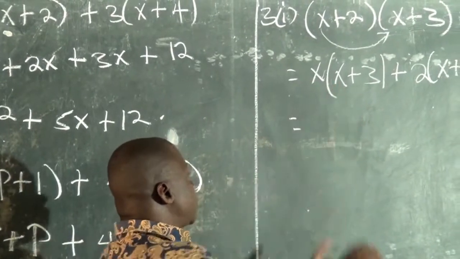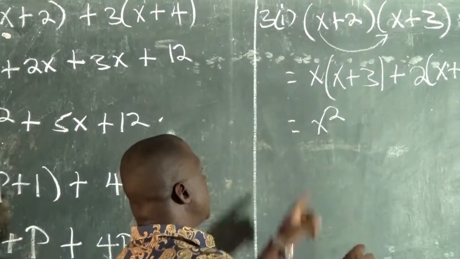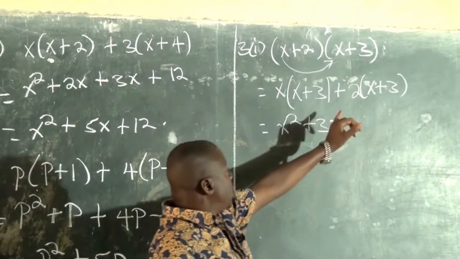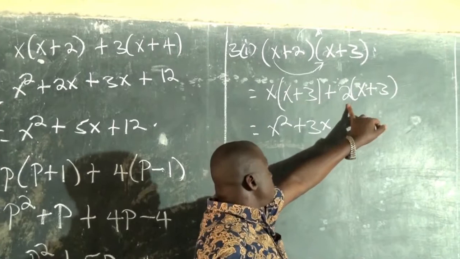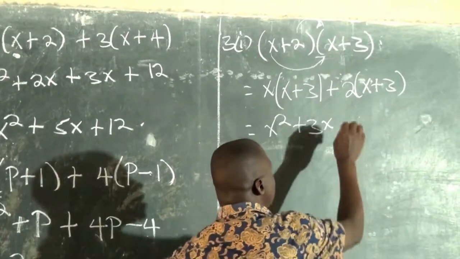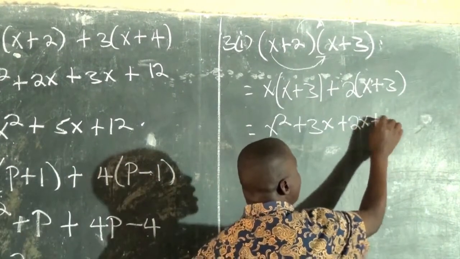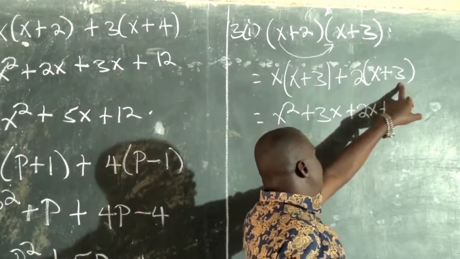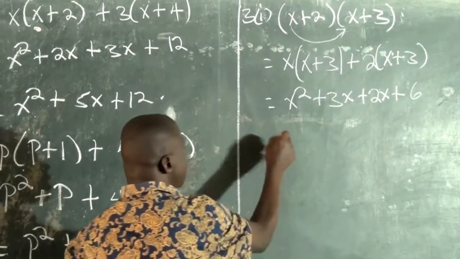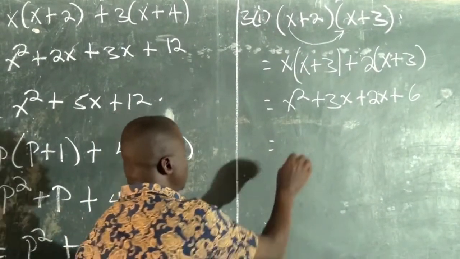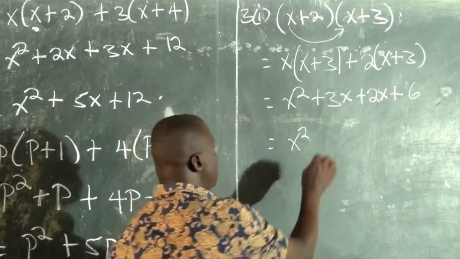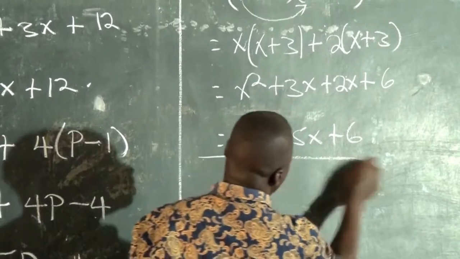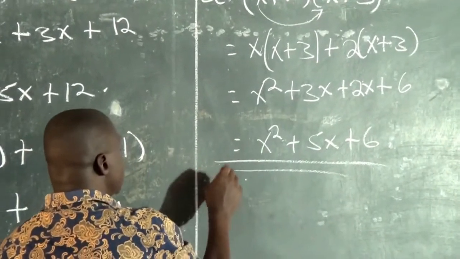X times x is x squared plus 3x. Then the second bracket, there is 2 into x plus 3. This is supposed to be 2x plus 6. 2 times 3 gives a 6. Let us collect like terms. This is x squared plus 5x plus 6. We look at case 2.